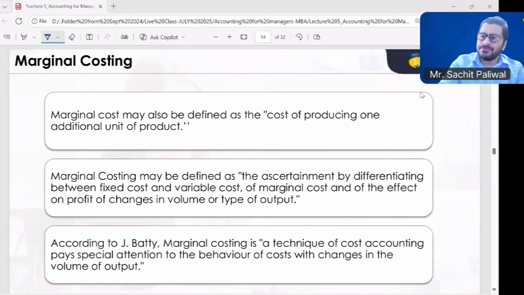Yes, this is an example of favorable. The vice versa is also possible. That is why I'm saying that at least 2 to 3 numericals you have to practice on your own from the textbook. Okay.